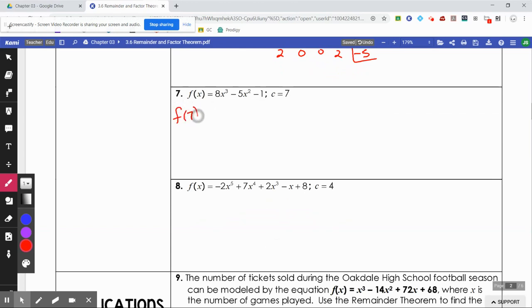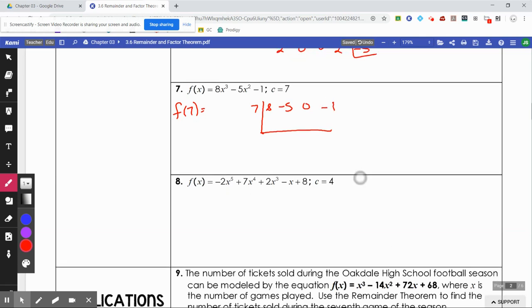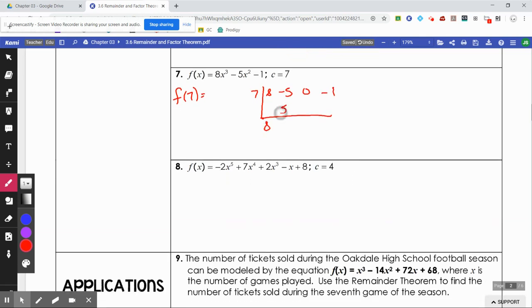F of 7 on the next one. 7 is what we're dividing by. We have 8x to the third, -5x to the second, 0 x's, -1. Bring down the 8, 56. 56 minus 5 is 51.